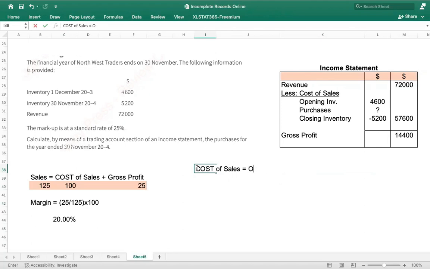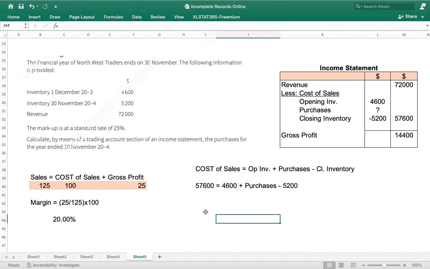Opening inventory plus purchases in this question, right? And minus closing inventory, right? Now cost of sale I got 57,600. Opening inventory is how much? 4,600. Purchases I don't know. And minus closing inventory is what? 5,200. Now can you find out the amount of purchases?